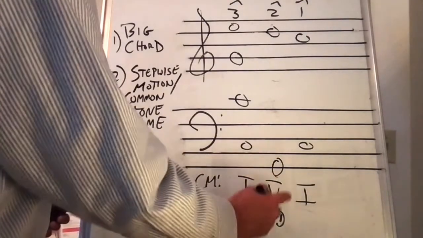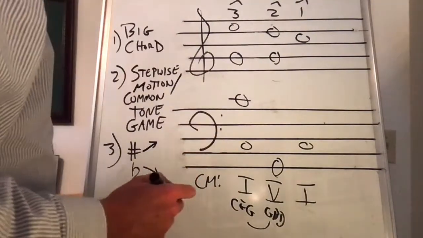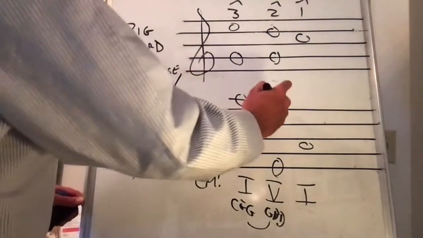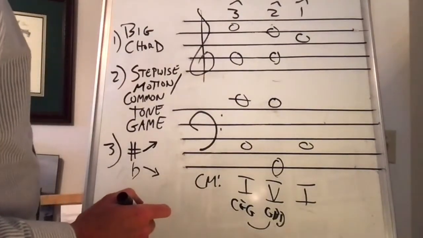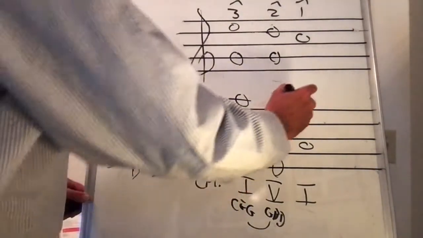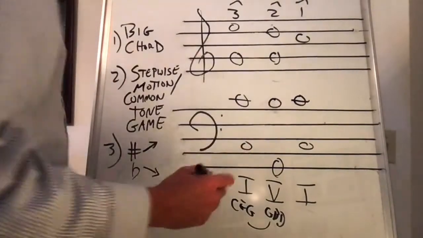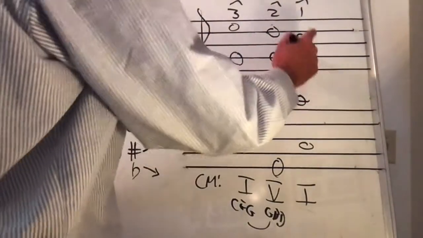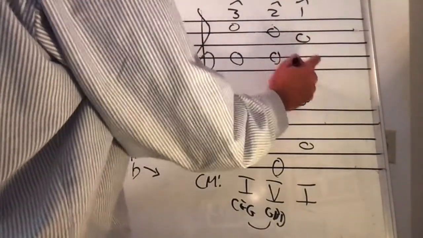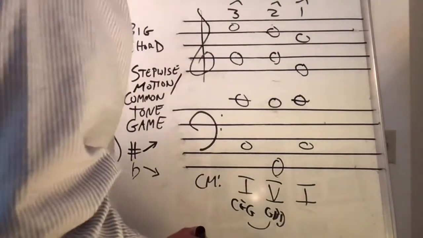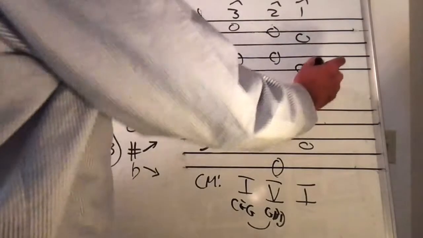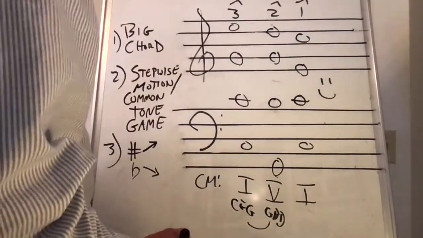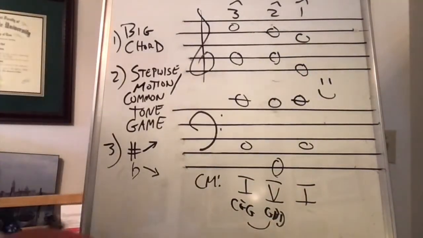And now here I can keep the common tone G. And I'll go to a B right here. And I'll go to a C here. Now, I'm not going to keep the common tone in this instance. I need the chordal third. You can leave out the chordal fifth. That is okay to leave out the chordal fifth. This is good.